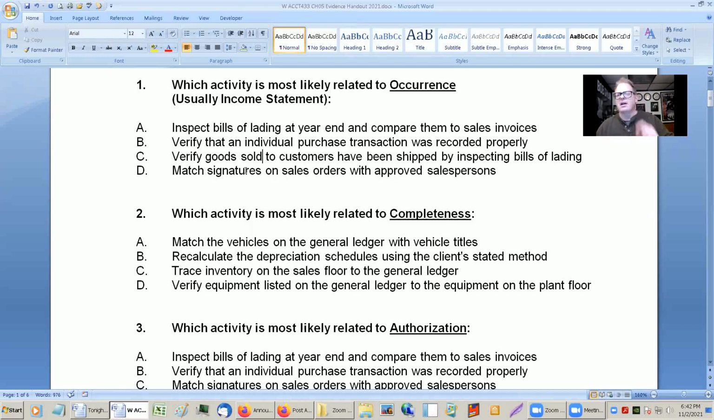All right, I'll tell you what, I'll cut it down a little bit. How about that? Verify the individual purchase transaction was recorded properly. Okay, well, we're not talking about if it was recorded. We're talking about if it occurred. And whether it was approved or not, we're also not looking at that. So it's not going to be E or D. Which leaves us with these two.